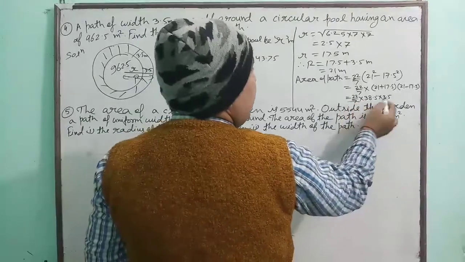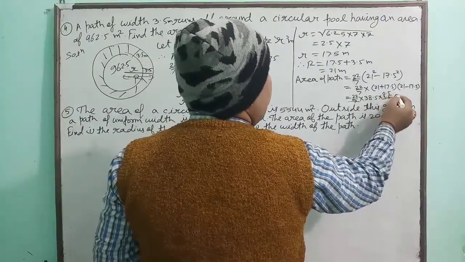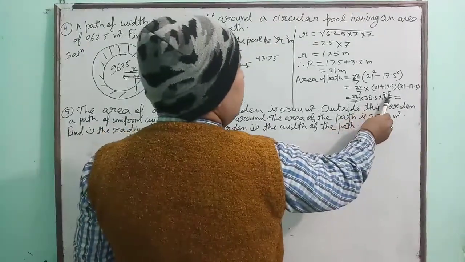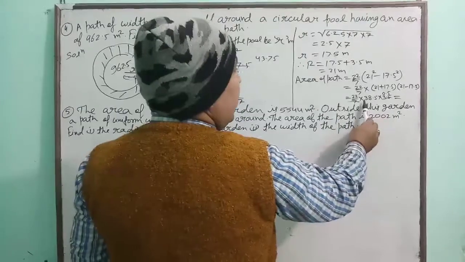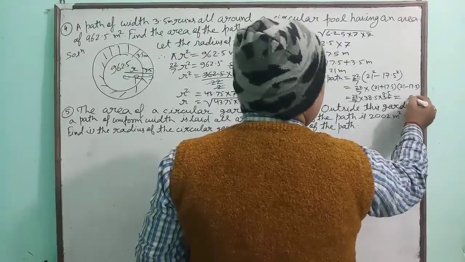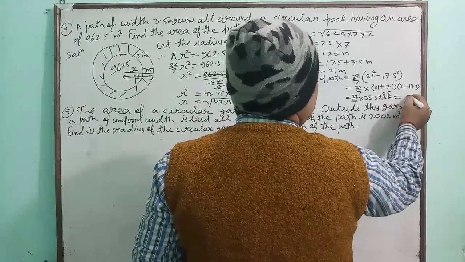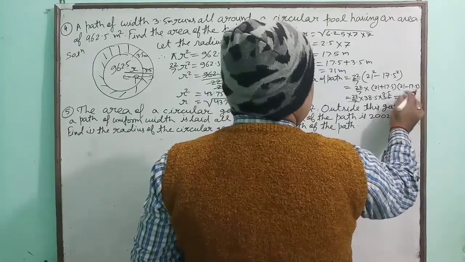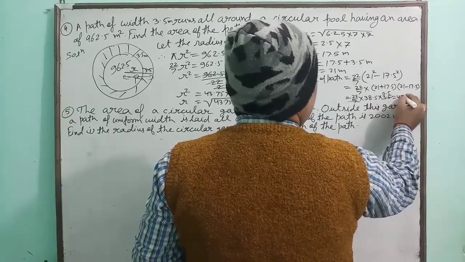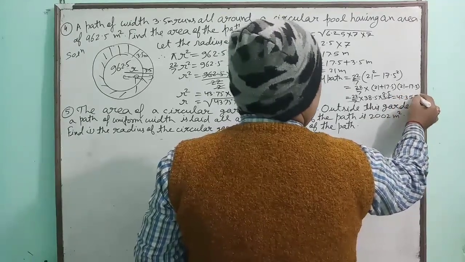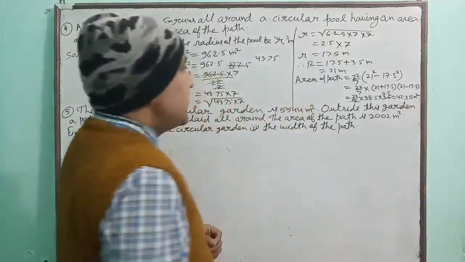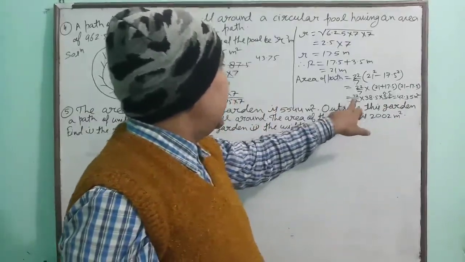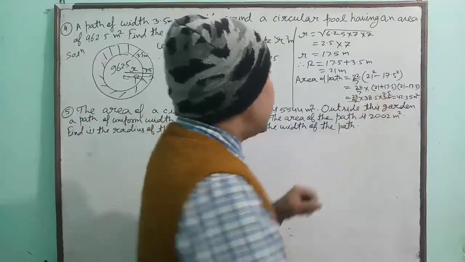3.5. 7 is dividing 3.5 by 0.5 times. Now multiply and get your answer. 22 into 0.5 is 11. 11 into this. This is coming 42.35. Check once again. 22 into 0.5 is 11.